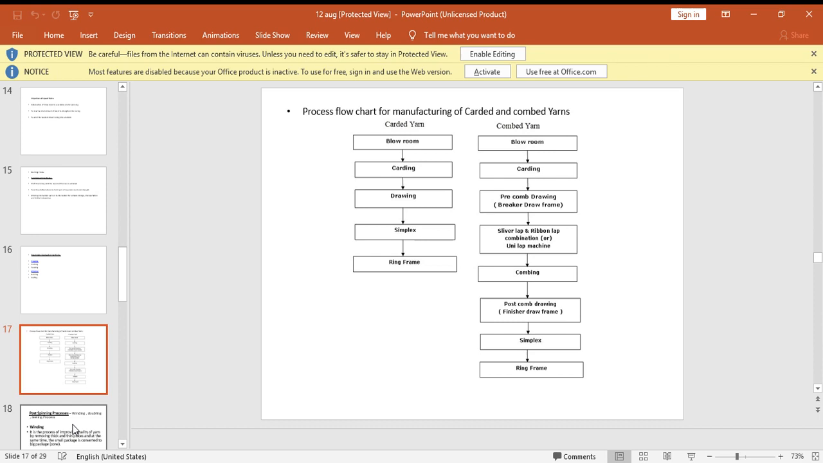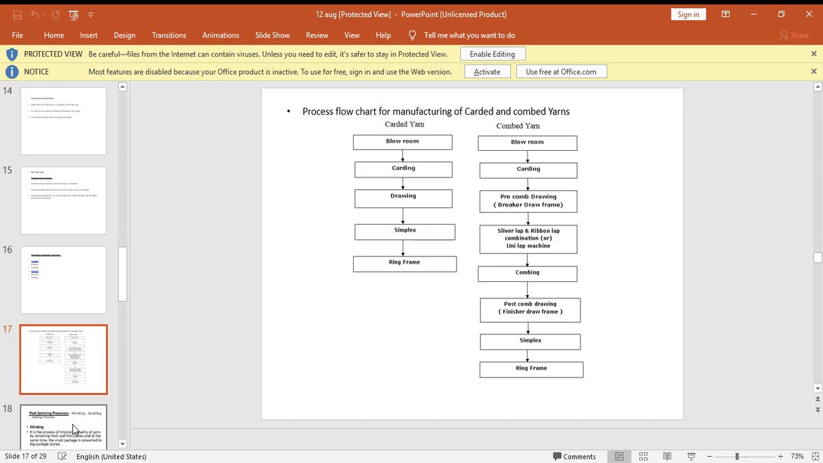This is about the flow chart of carded yarn. And coming to combed yarn: first blowroom, then carding, carding to pre-comb drawing, that is breaker draw frame, then to sliver lap or ribbon lap, that is combination or unilap machine, then next to combing, then post-comb process, that is finisher draw frame, and next to simplex to ring frame. So these are the two flow charts for manufacturing of carded and combed yarns.